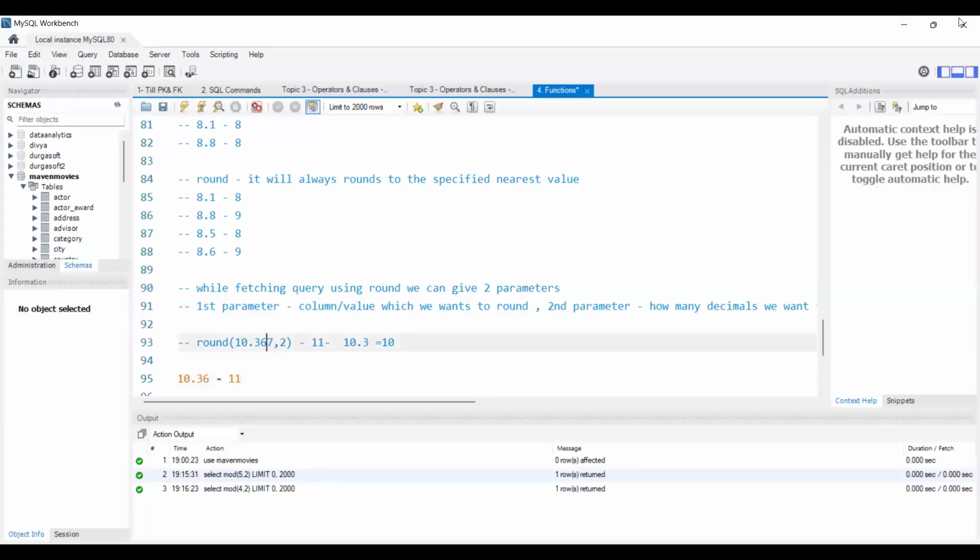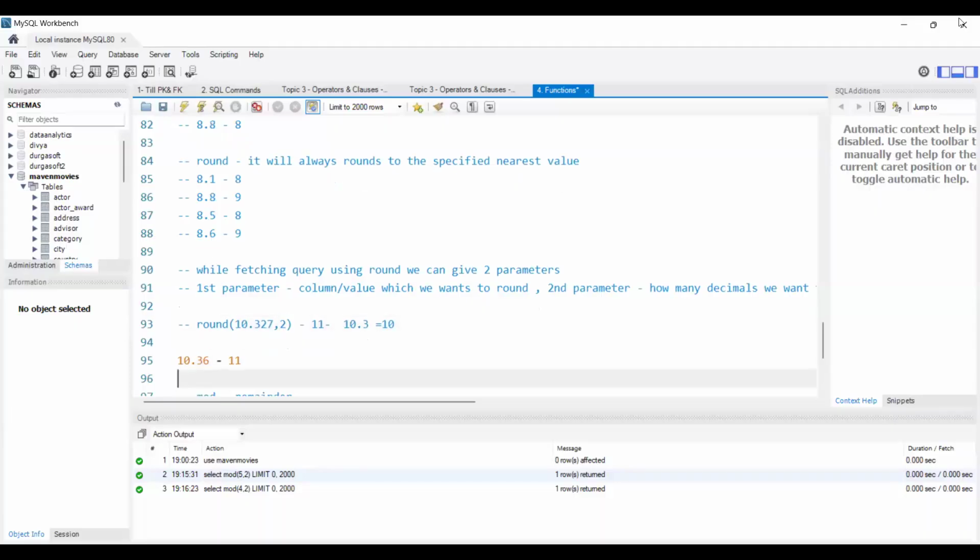Suppose instead of 6 I have 2. As I'm using 2 here, again I will consider only the second digit after the decimal, and that digit is 2. So if it is 2, my answer will be 10 only, right? Instead of 6, if I have 10.62, whenever I'm giving two parameters, in the second parameter whatever number I give, I will consider that digit. Here I consider only 2, and my second digit is 2.